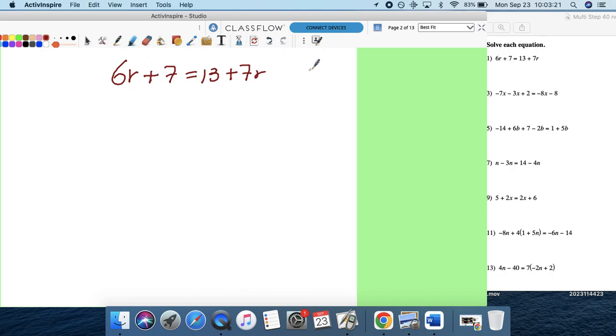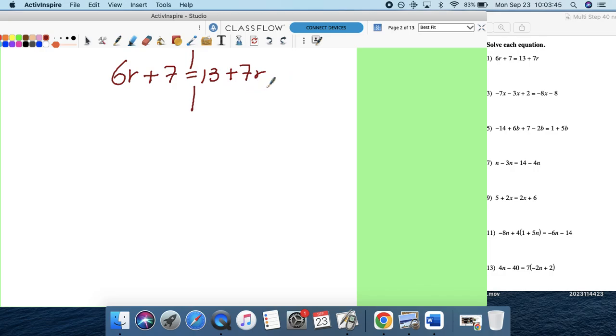So 1 is gone. 2, combine like terms. And let me split this equation into 2 parts. Look here. Can I combine these 2? I cannot because they're not like terms. Can I combine these 2? No, I cannot. So that's 2. 3, are there variables on both sides of the equation? Yes. So there's a 6r here and the 7r over here. So one of them has to go.